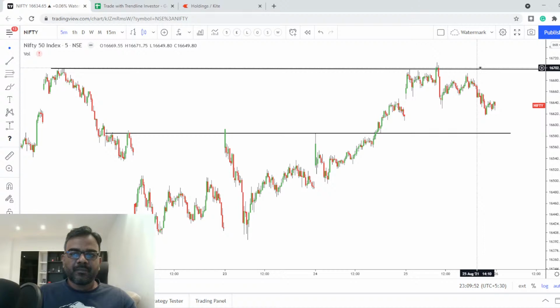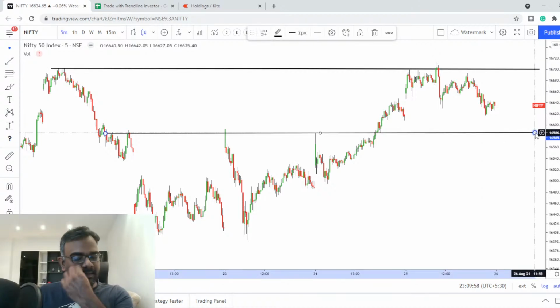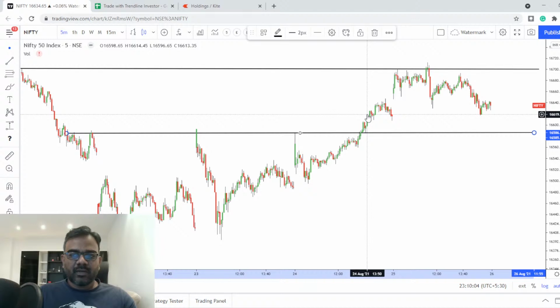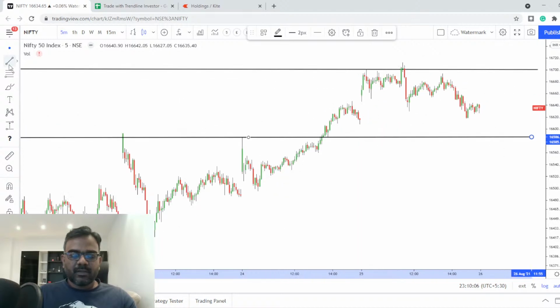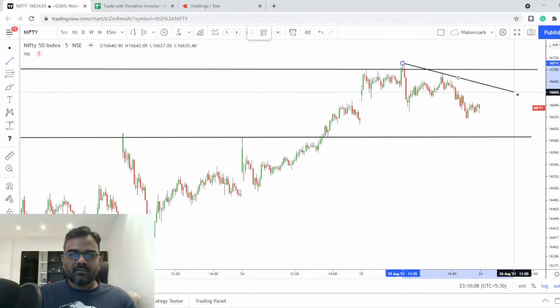Or if we come down here tomorrow during the day, and then probably we have a green candle forming, then you can probably have a long trade taken here, right? So this is probably some of the trades that you can look at for tomorrow. Otherwise, yeah, we are in the 5 minutes time frame.